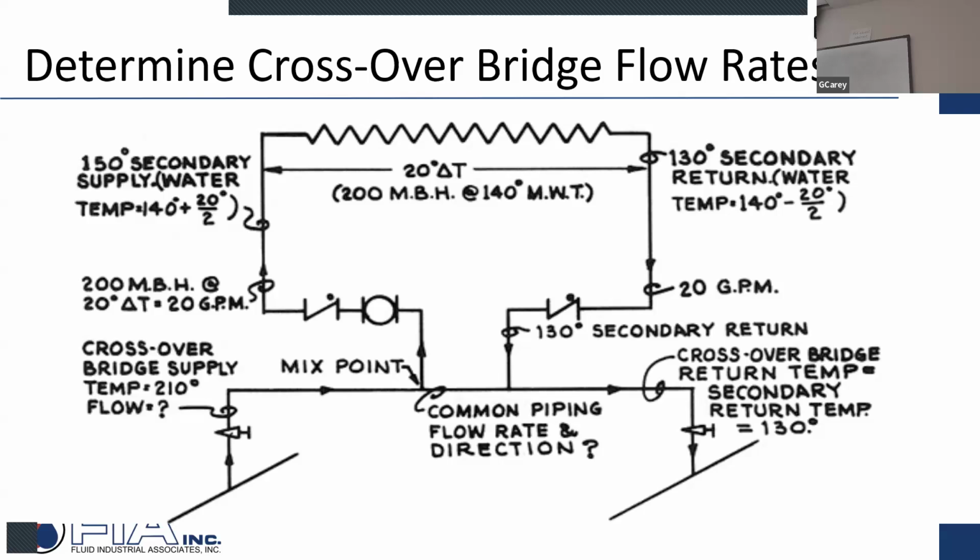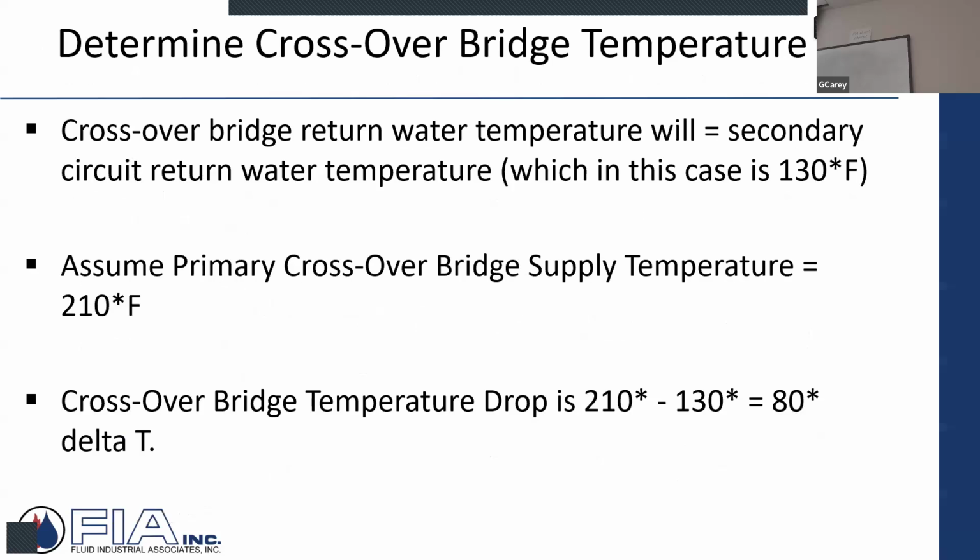That's all it is. When you look at the wheel, you would never design a system to have an 80-degree delta T. No, you wouldn't, like radiation going to a house or apartment or a school. But on a crossover primary-secondary, if I have a boiler plant that's running at that temperature, maybe I do. So now all of a sudden he does the math and he says, hey, assume a crossover bridge supply of 210 and a return temp. I've got an 80-degree delta T.